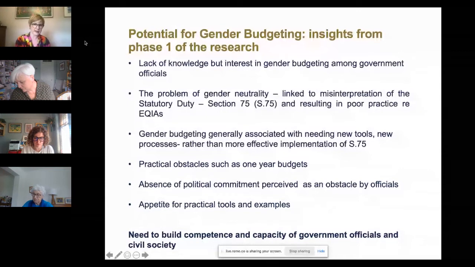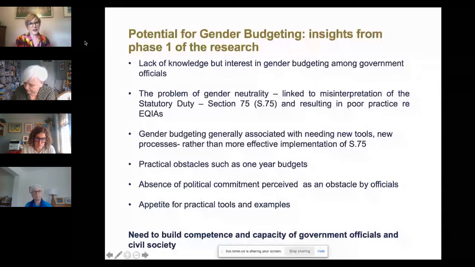There are the obvious practical obstacles that people talked about: the one-year budget and the absence at the moment of political commitment. But we did find a real appetite for practical tools and examples of gender budgeting, and a lot of interest in what's happening in Scotland, for example, and internationally. I think that has helped us design phase 2 of the project. Overall, we identified a need to build the competence and capacity of government officials and civil society, and I think that's something the Women's Budget Group can certainly contribute to.